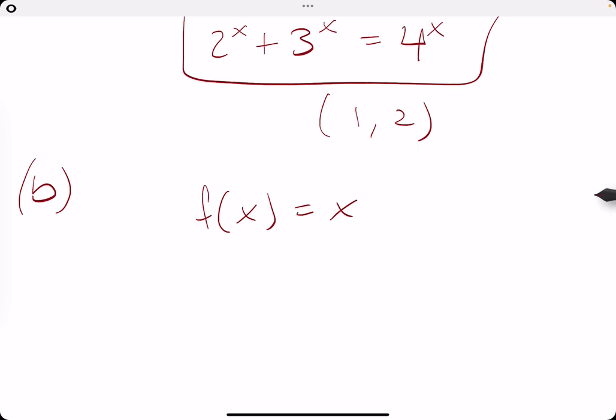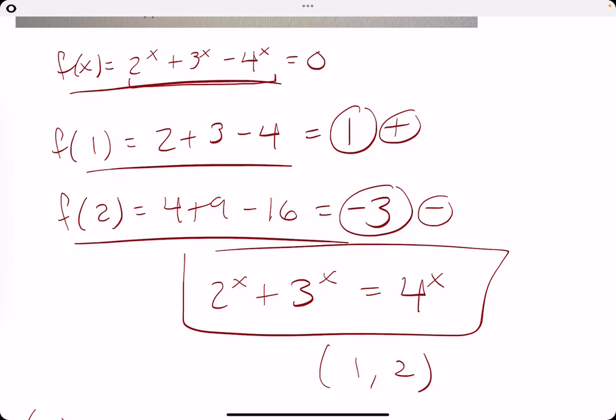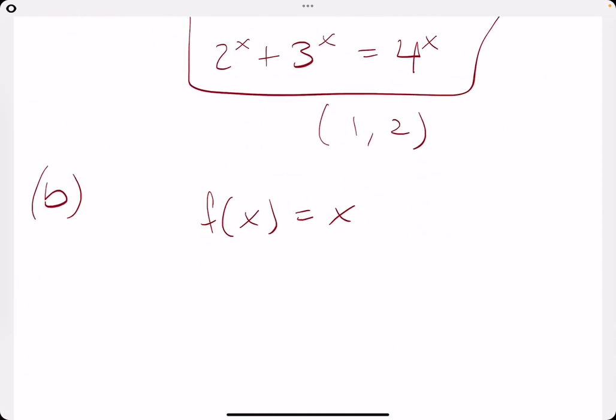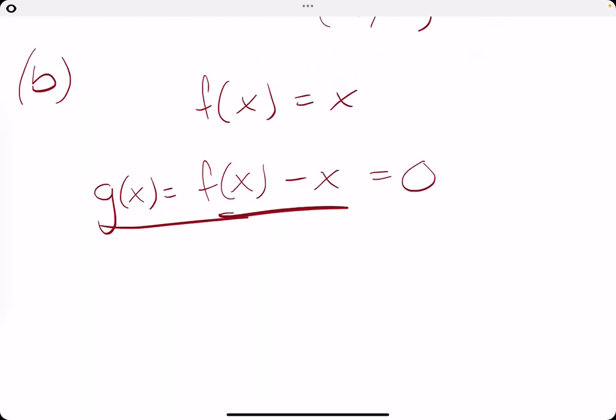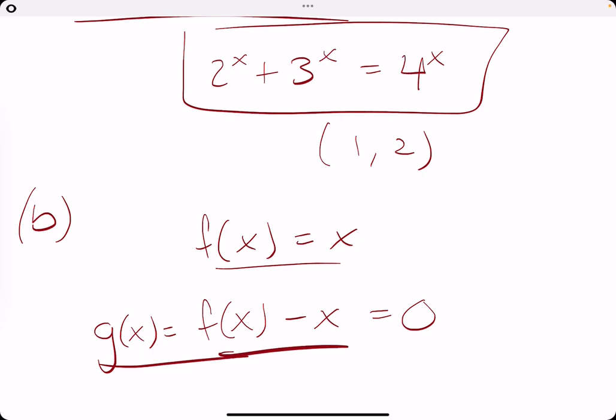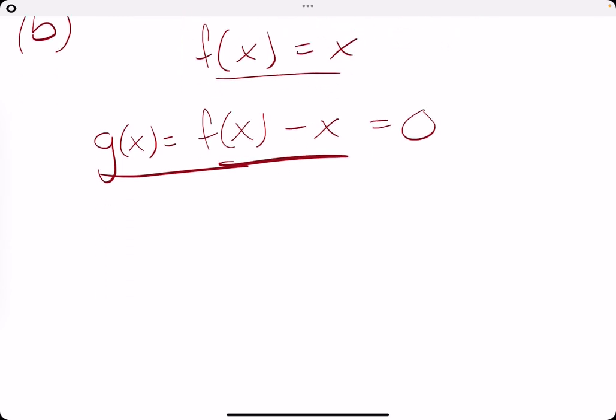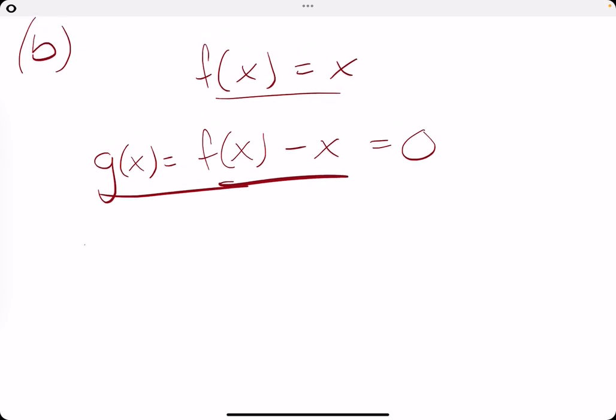So we come up with this new function, kind of like the approach we did in the previous one. We subtract everything to one side, right? So we subtract the x to the other side so that we have everything equal to 0. So this becomes our new function that they're talking about, the g of x. So we want to use this to show that there's got to be some x value or c value for which f of c is equal to c. So let's play around with this. Let's plug in 0 and let's plug in 1.